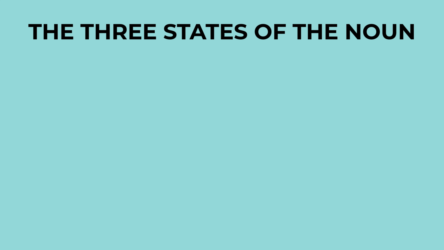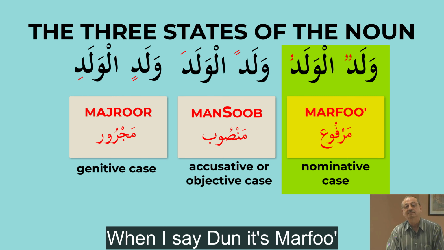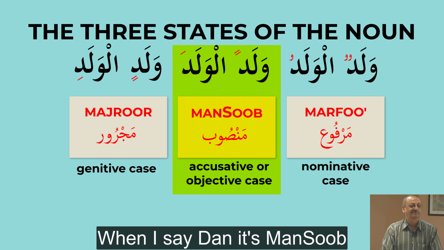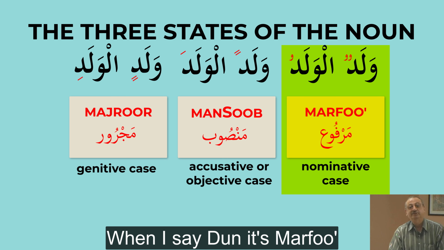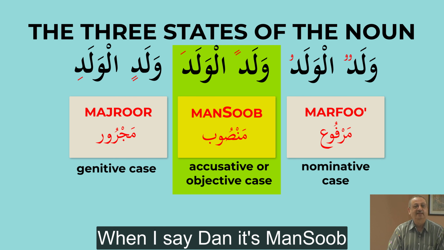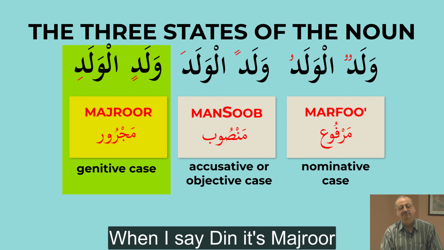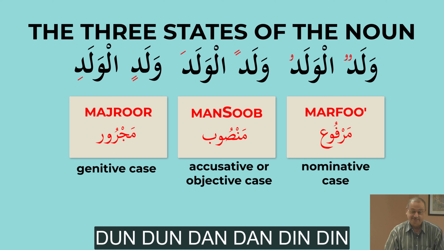I made a little song out of this. When I say dun, it's marfu. When I say dan, it's mansoob. When I say din, it's majroor. When I say dun, it's marfu. When I say dan, it's mansoob. When I say din, it's majroor. Therefore, dun dun dan dan din din.